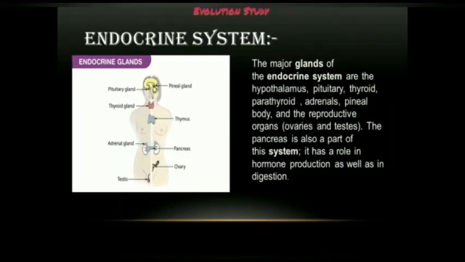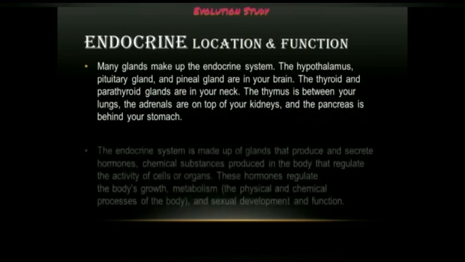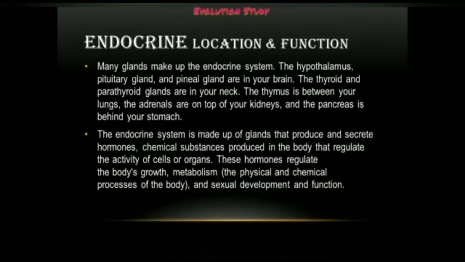Endocrine system. The major glands of the endocrine system are the hypothalamus, pituitary, thyroid, parathyroid, adrenals, pineal body, and the reproductive organs, ovaries and testes. The pancreas is also a part of this system. It has a role in hormone production as well as digestion. Many glands make up the endocrine system.